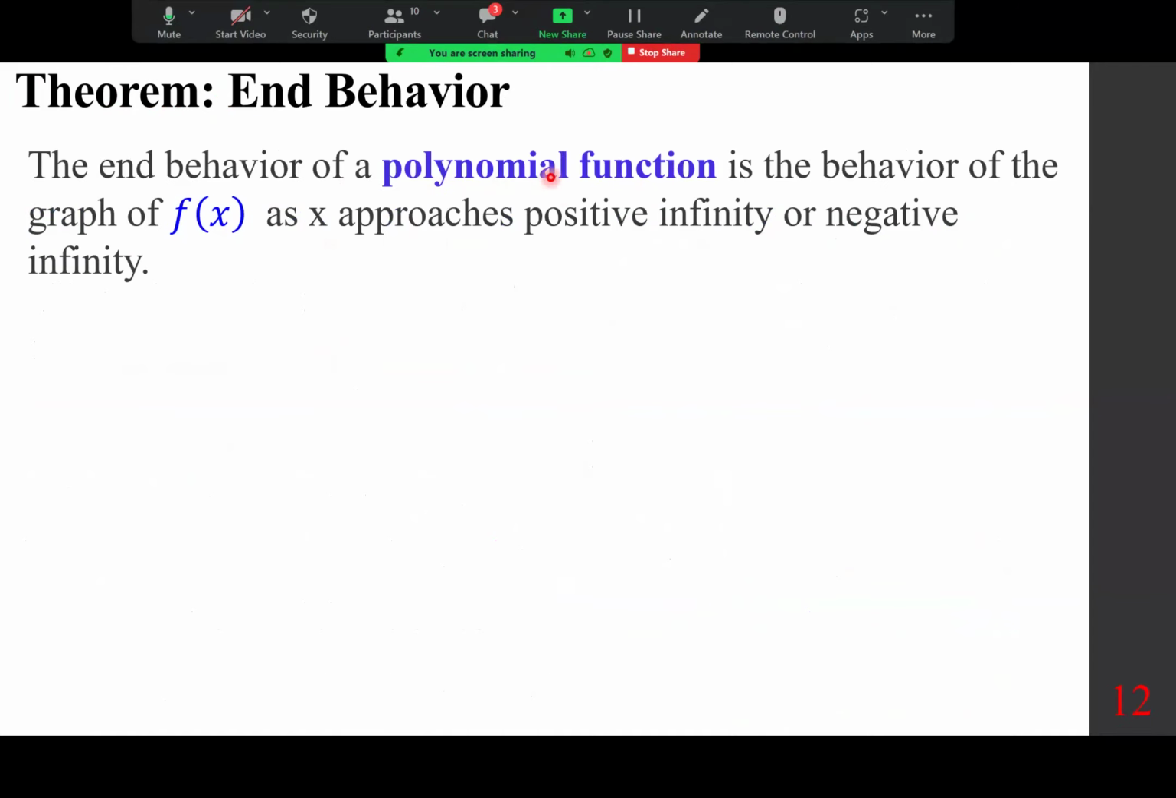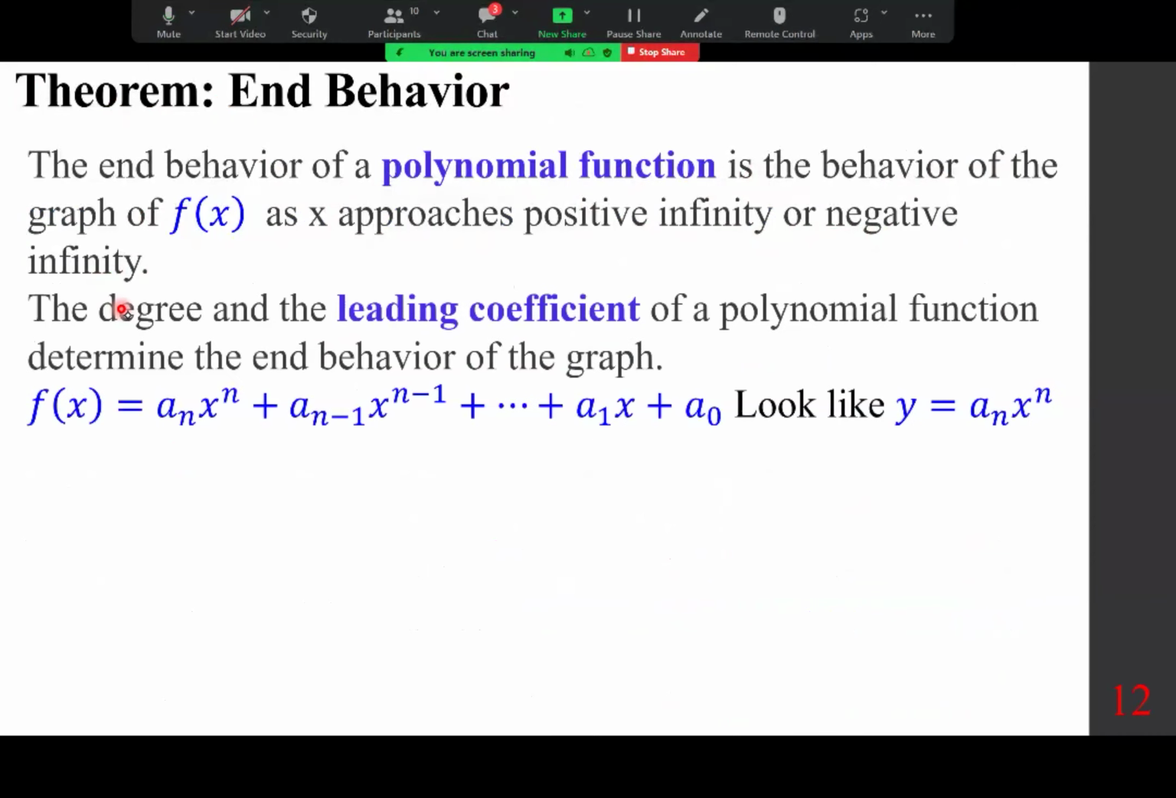The end behavior of a polynomial function is the behavior of the graph of f of x as x approaches positive infinity or negative infinity. The degree and the leading coefficient of a polynomial function determine the end behavior of the graph. f of x equals a sub n x to the power of n plus a sub n minus 1 x to the power of n minus 1 all the way to a sub 0 looks like y equals a sub n x to the power of n. The leading term looks like its leading term. That means the end behavior looks like that.